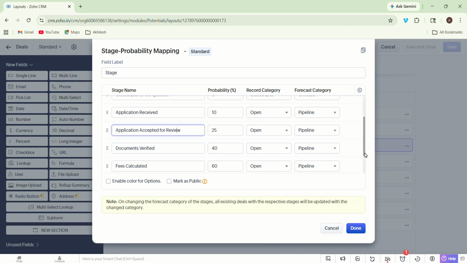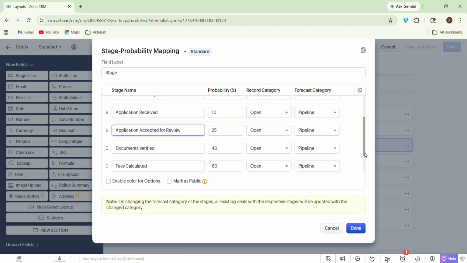Stage 3 is documents verified. The applicant has submitted all the required documents, mark sheets, identity proofs, certificates, etc., and your team has verified them. This is a significant behavioral signal. Now, this is going towards the actual closure. The applicant who goes through the effort of gathering and submitting documents is genuinely interested, and that's why the probability jumps to 40%. From a management perspective, if you have a lot of deals stuck here, you either have a documents problem or a follow up problem. The pipeline tells you which.